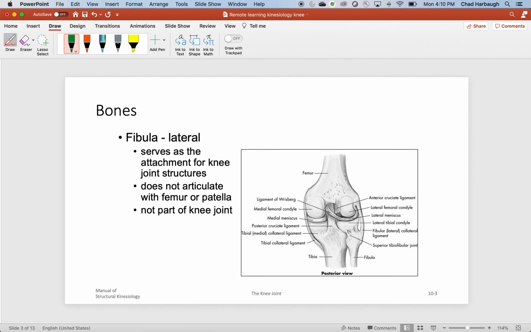As mentioned earlier, the fibula has an important role in that it serves as an attachment for different knee joint structures. In particular, we're going to look at the fibular collateral ligament. So we have a ligament on the lateral surface. The fibular collateral ligament is also called the lateral collateral ligament. Again, it does not articulate with the femur or the patella and is not classified as part of the knee joint.